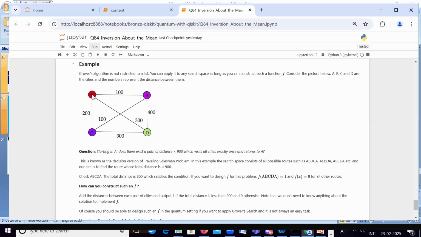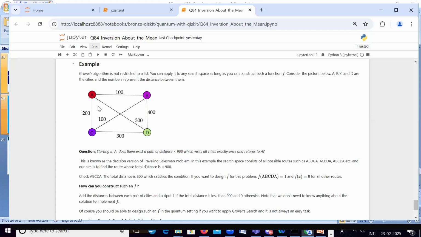So let's try in a manual way. If we say in a simple way, if he travels from A to B, that is 100, and B to D, that is 500, and from D to C, that is 800, and from C back to A, that becomes 1,000. But the question says it has to be lesser than 900.